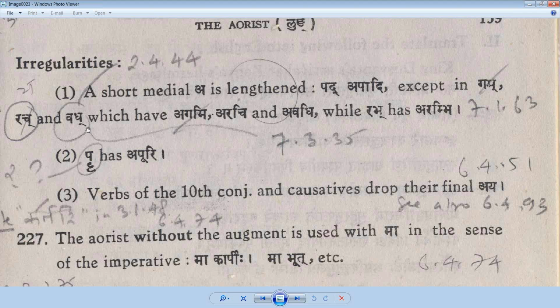Now vadha. Now vadha is, we just talked about that, just like we got ajani, we'll get avadhi. Okay. In fact, let's look at that for a second. We'll come to that. Let's look at the next. Let's look at the dhatu han.